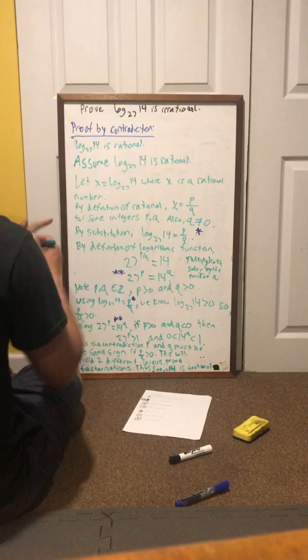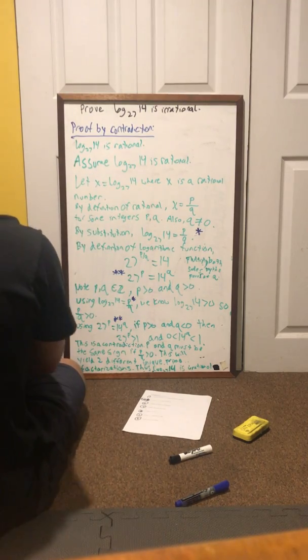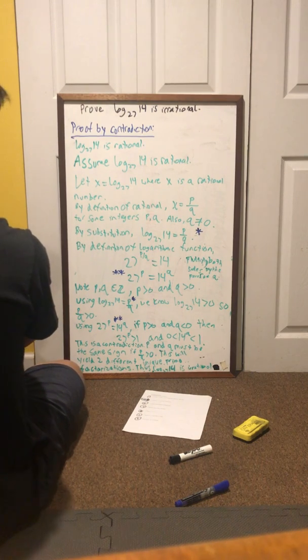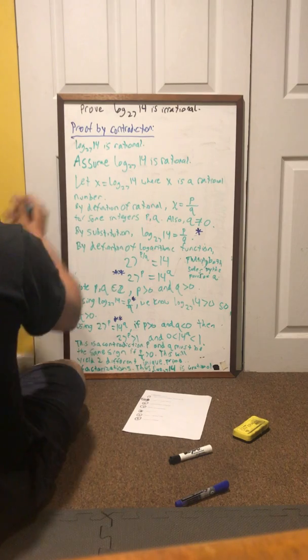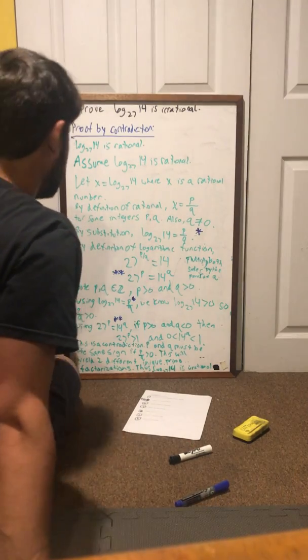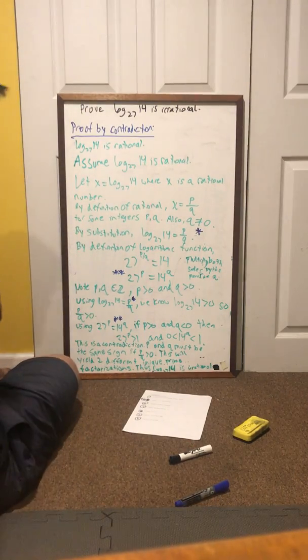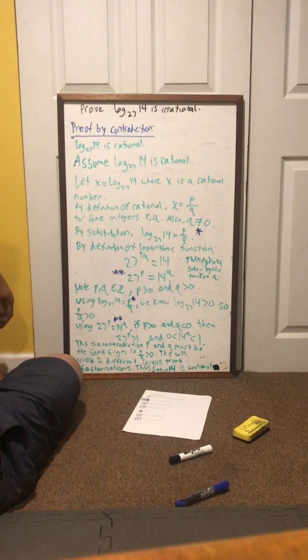Okay, so proof by contradiction. Log base 27 of 14 is rational. Assume log base 27 of 14 is rational. That's our assumption there. Let x equal log base 27 of 14, where x is a rational number. By definition of rational, x equals p over q for some integers p and q. Since we can't have a 0 in the denominator, q is not equal to 0.